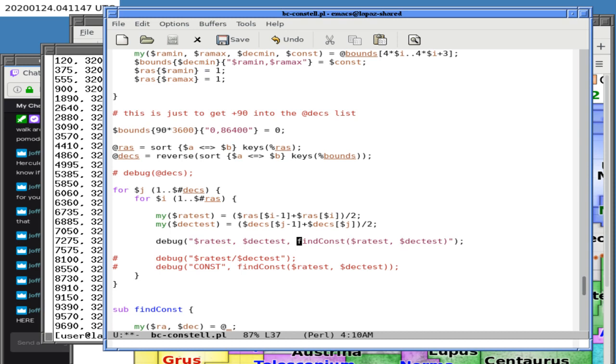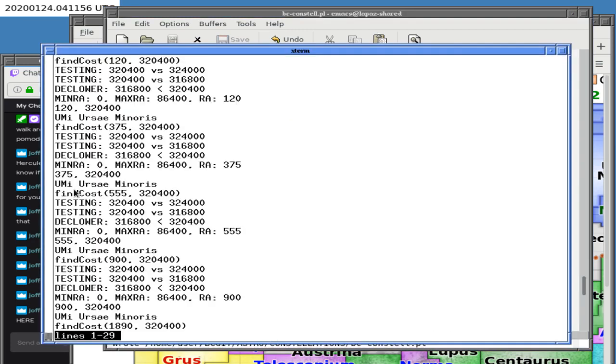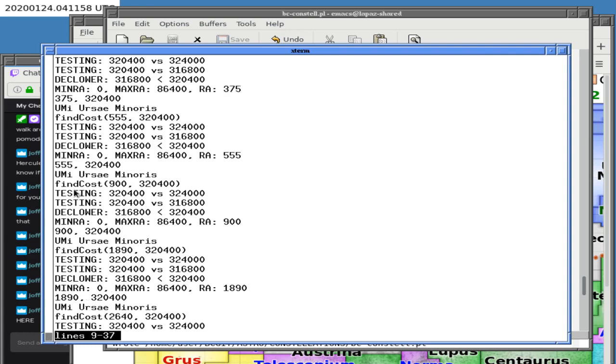So we'll go ahead and put that outside of the... well, it'll be on a separate line now. Okay. Verse minor. Okay, good.